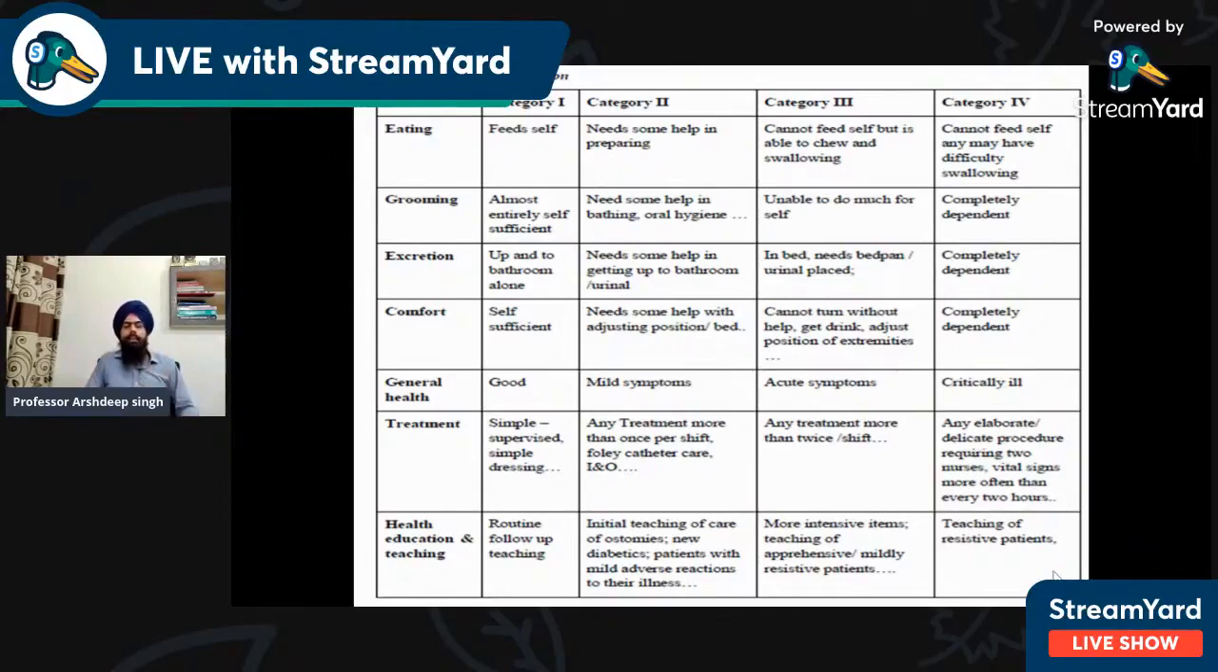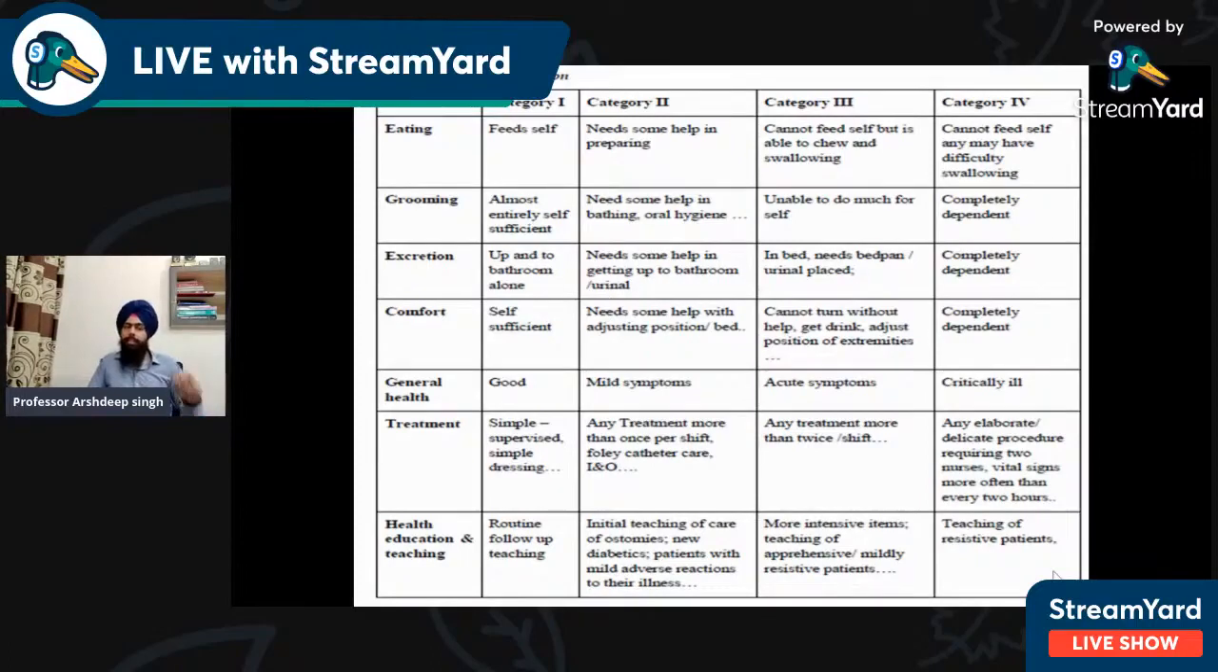So that is an example of a patient classification system. Fourth is area of care, that is comfort: category 1 is self-sufficient. Second category includes needs some help with adjusting positions of the bed. Third includes cannot turn without help, needs help adjusting the position of the extremities, and the last one is completely dependent. Next is the general health.